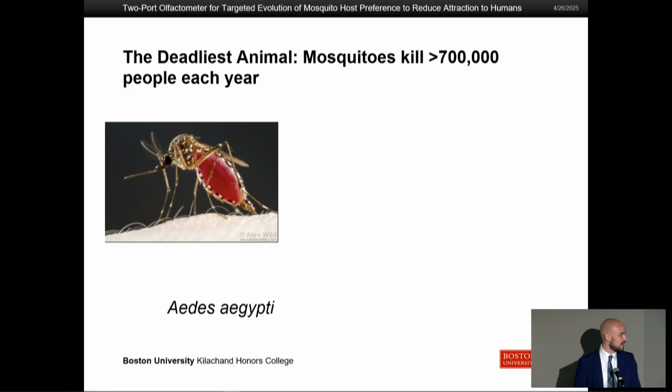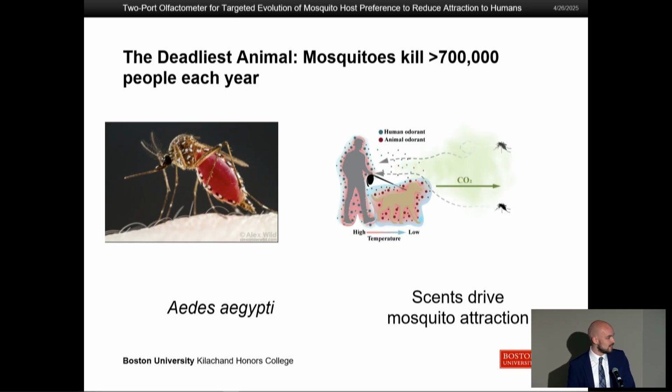I mean, come on. The primary culprit is this species called Aedes aegypti. And what's known about them is they distinctly prefer to bite humans over other animals due to a variety of factors, some of which are still undetermined, which our project aims to look at eventually.